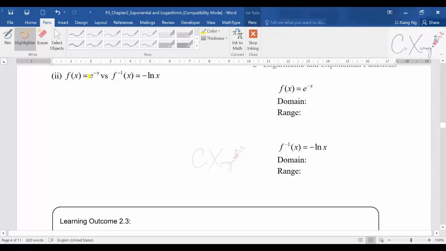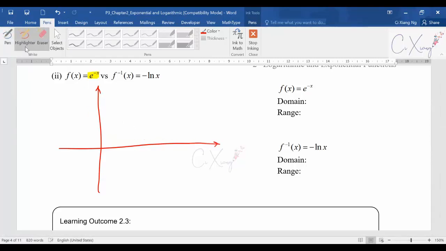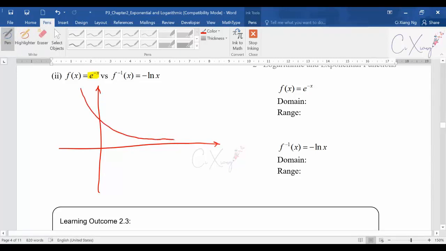Now if your function f(x) is e negative x, how will your graph look like? If you have e negative x, your graph will look something like this. Sorry, I need to draw it again. The same concept applies: the graph gets closer and closer to the x-axis but will not touch it, and it will still pass through 1. So this is f(x) equals e power negative x.